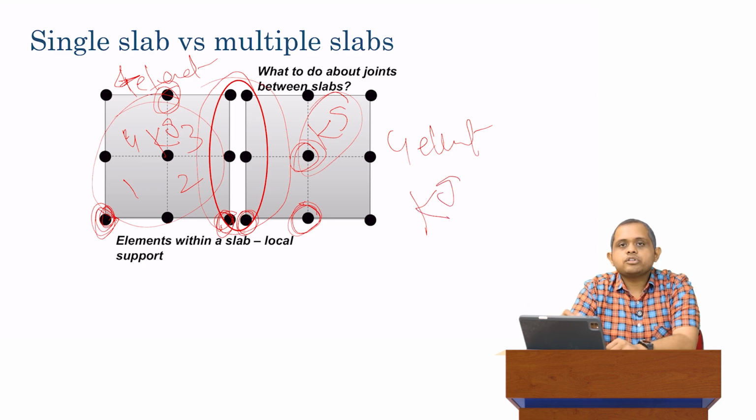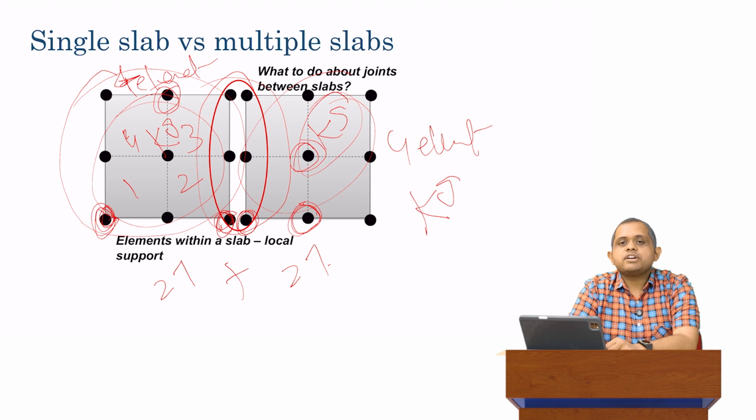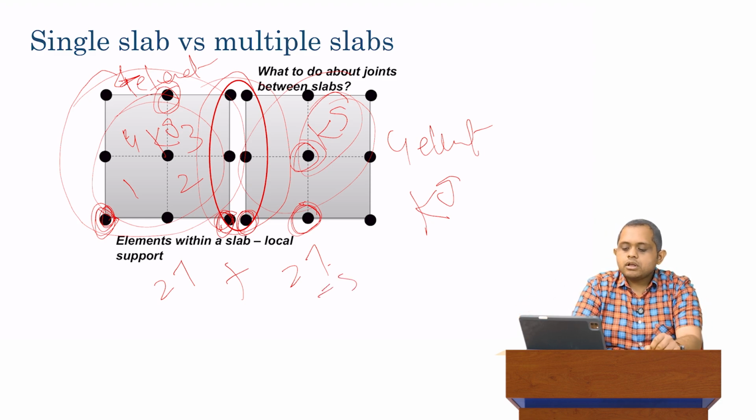Just as a note, what is the global stiffness matrix of the entire system? If you look at this left slab, we have 27 degrees of freedom. That's 3 into 3, so we have 9 nodes and each has 3 degrees of freedom. So 9 times 3 is 27 degrees of freedom. The right slab also has 27 degrees of freedom. Therefore, the total number of degrees of freedom of this 2 slab system is 54.